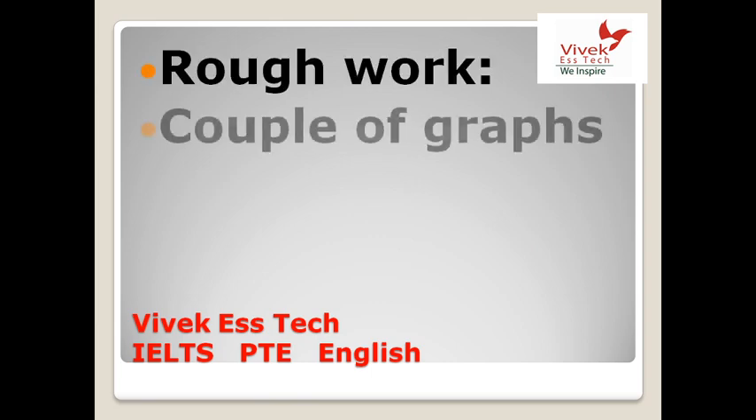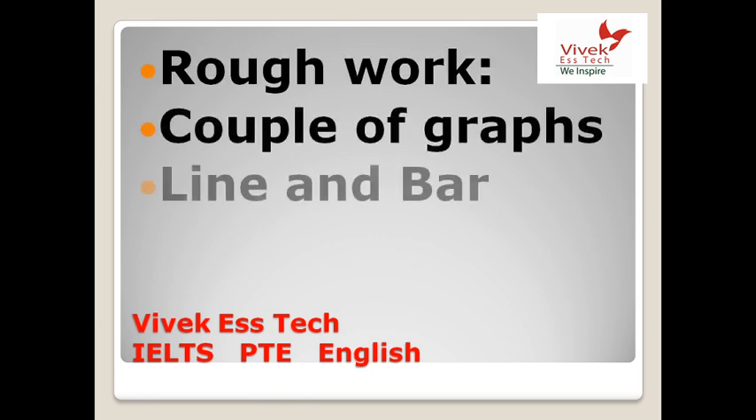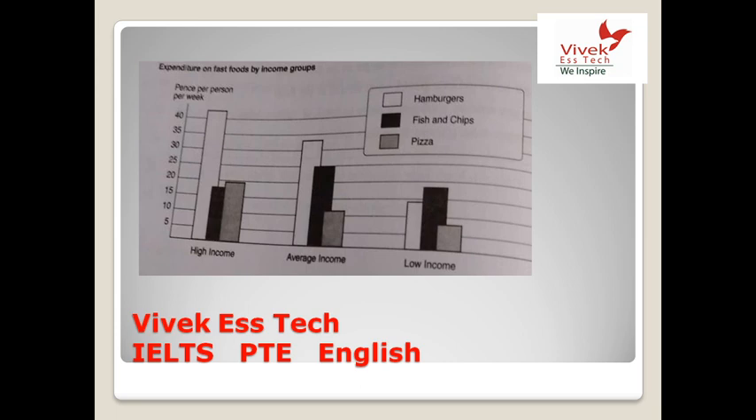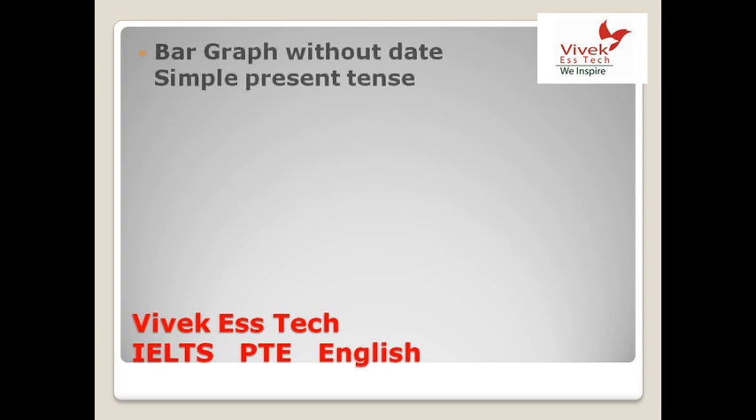In the rough work, there are a couple of graphs. One is line and one is bar. When the country is Britain, then the people are British. This is the first part of the graph. A bar chart, with 3 types of items: hamburgers, fish and chips, pizza. The amount spent per person per week. You will notice a trend here, but before we go to the trend, we should notice that there is no date given to the bar chart, so it will be written in present simple tense.